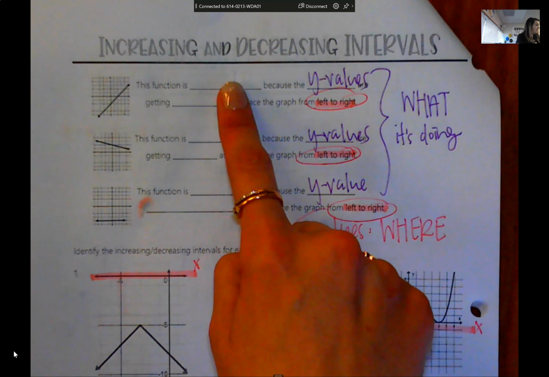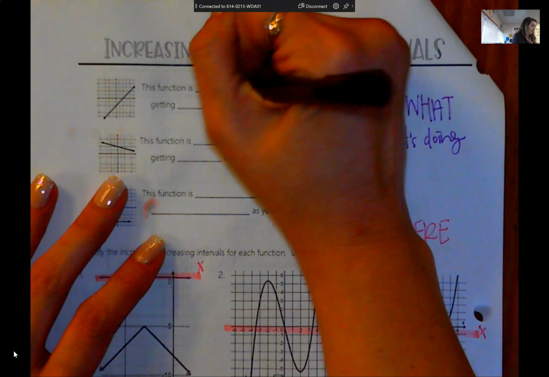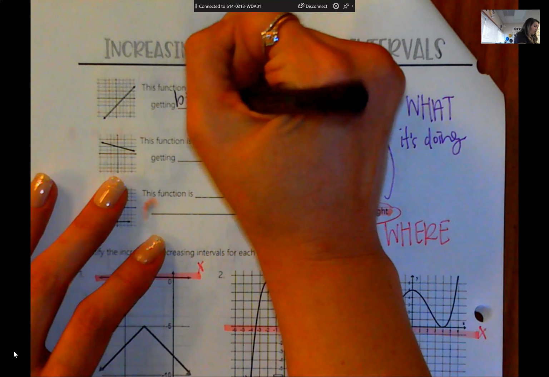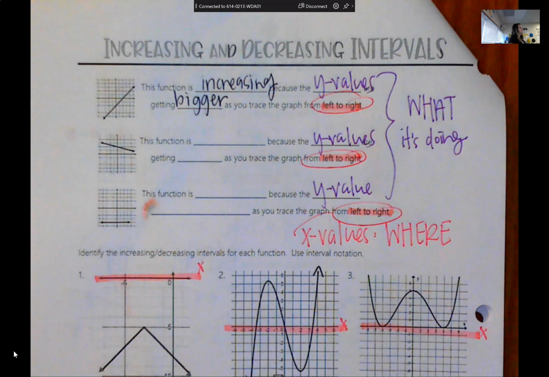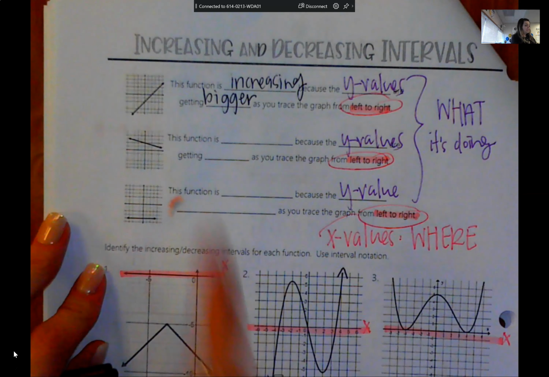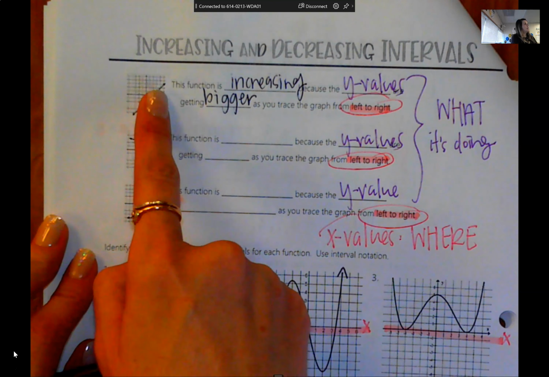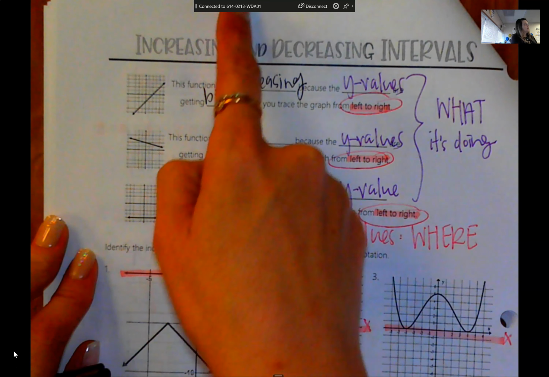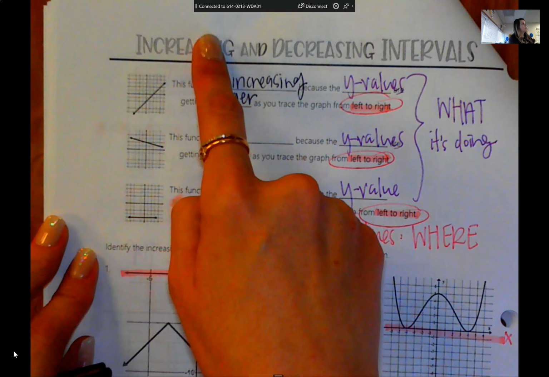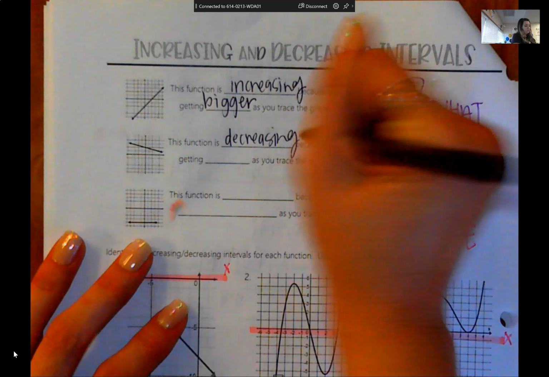So this first one is increasing. A function is increasing if the y values get bigger as you move left to right. So the easiest way for me to show you this is to trace it with my finger. If I start on the left point of the graph and I trace this to the right, my finger goes up. That's what they mean by the y values are getting bigger. Your graph looks like it's going up.